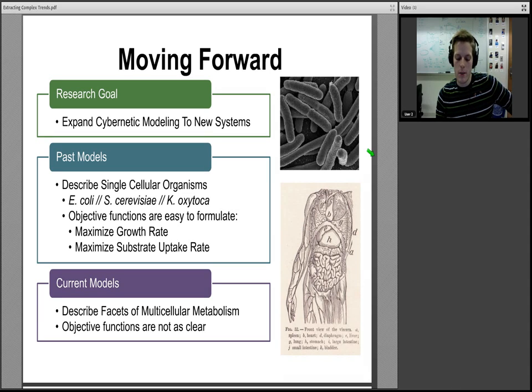However, when we try and shift this framework towards describing multicellular metabolism, or the metabolism of certain entities in multicellular organisms, the objective functions aren't necessarily as clear. That's because the cells in a multicellular organism aren't competing with each other. And there's some amount of cooperation in the metabolism of individual cells in that larger organism needed so that the organism can survive. So I'll give you one example, for the rest of this presentation, where we developed a model to describe multicellular metabolism towards a certain goal, and the description that we made of this system was successful.